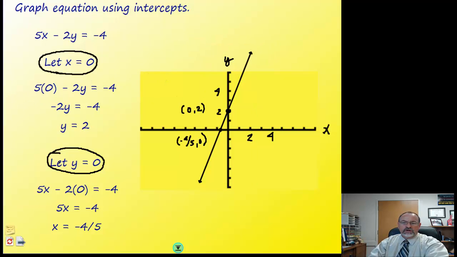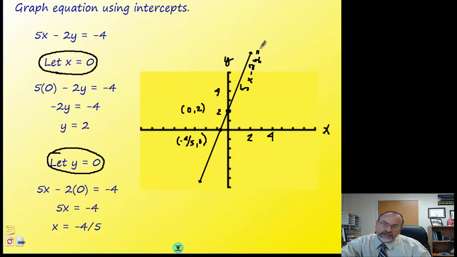Now, what I want you to do on all graphs then is you label the points you used in order to make the graph. So we use this point and we use this point, they're labeled. And then on the graph, I want you to write the equation of the line. Now conventionally we usually write these up here, and this is going to be kind of hard for me because I have to write this. So this line is 5x minus 2y is equal to negative 4.